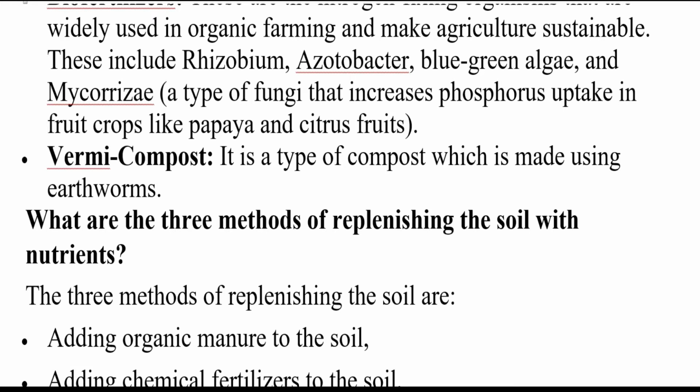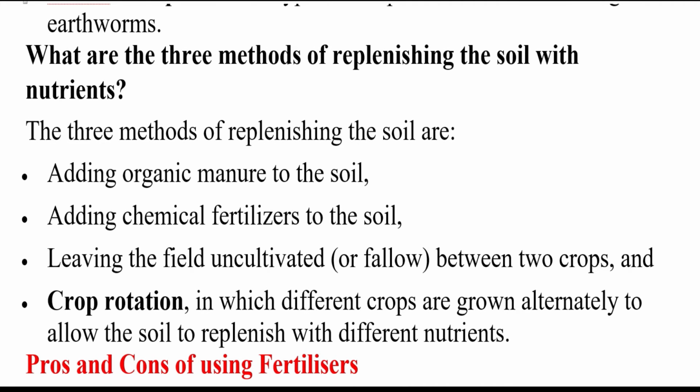What are the three methods of replenishing the soil with nutrients? The three methods of replenishing the soil are adding manure, that is organic manure, to the soil. The second one is adding chemical fertilizers to the soil. And the third one is leaving the field uncultivated, otherwise called fallow, between two crops, and crop rotation, in which different crops are sown alternately to allow the soil to replenish with different nutrients.